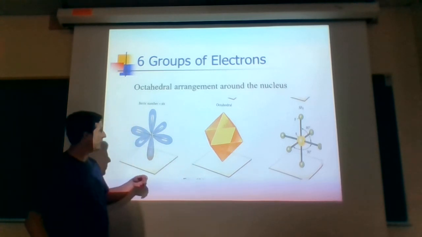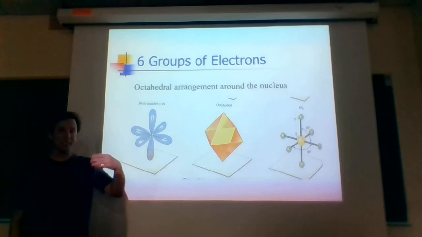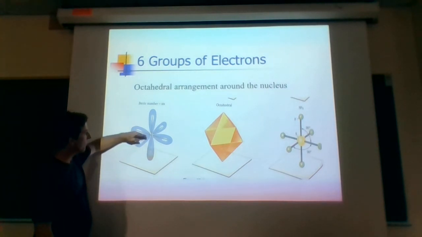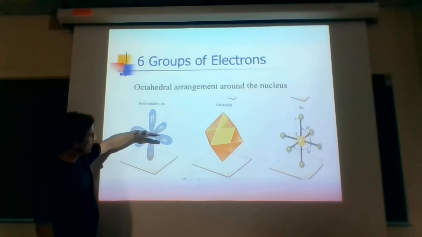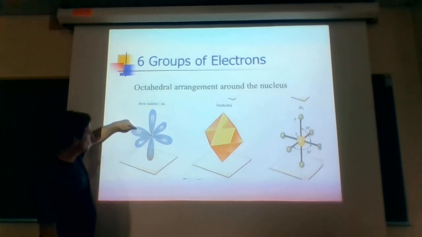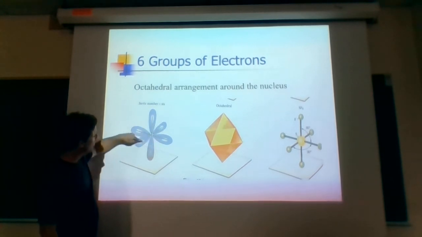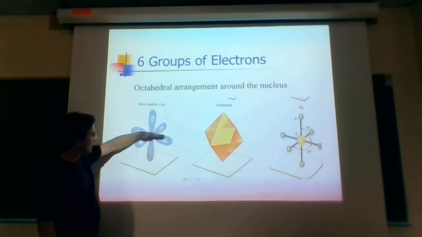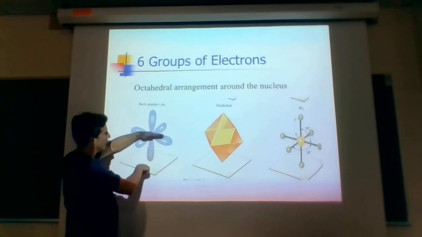So with octahedral, kind of similar to the trigonal bipyramidal, we're going to form a shape in the horizontal plane. This time it's a square. So 1, 2, 3, 4. Those 4 groups are all in the horizontal plane. And then I have one straight up and one straight down.